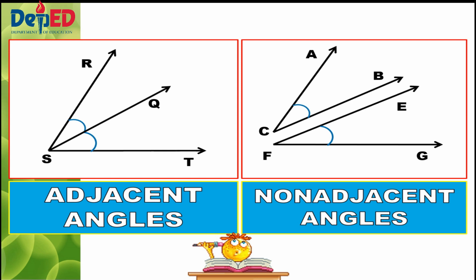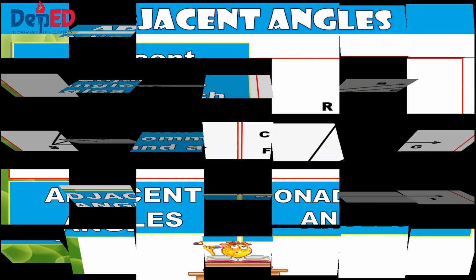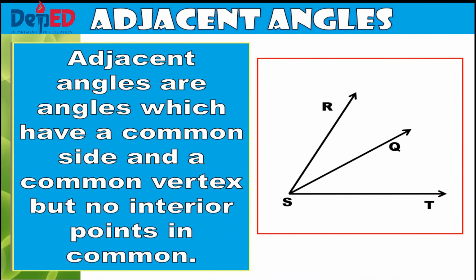We have here the figures for adjacent angles and non-adjacent angles. Can you see the difference? Adjacent angles are angles which have a common side and a common vertex, but no interior points in common.